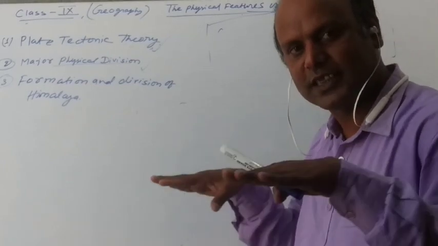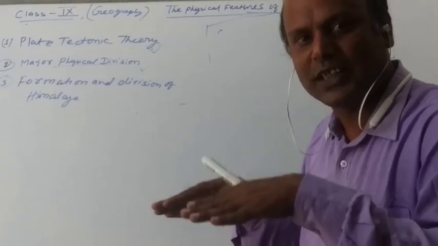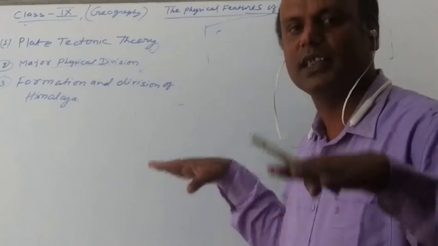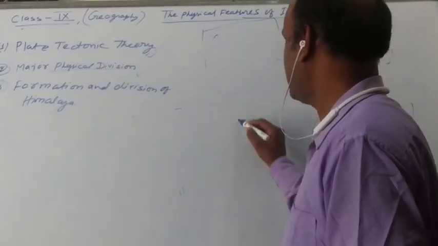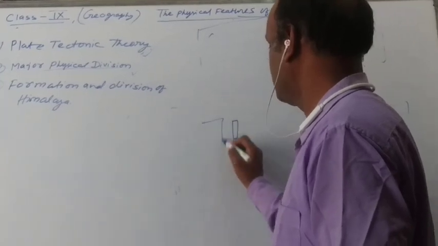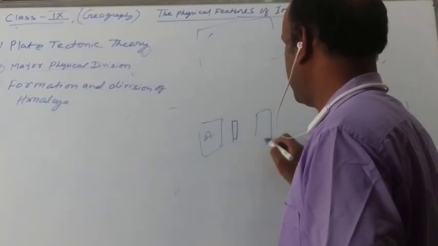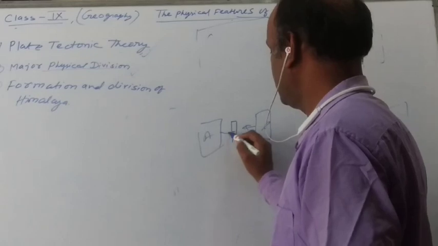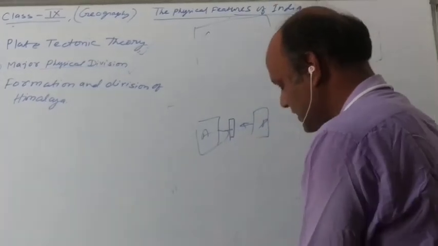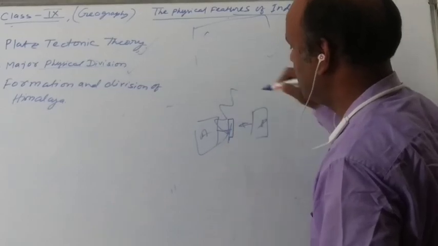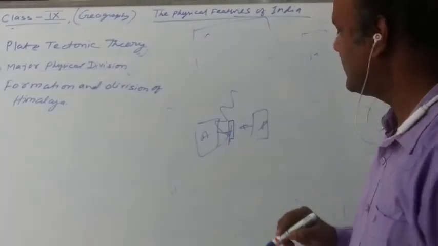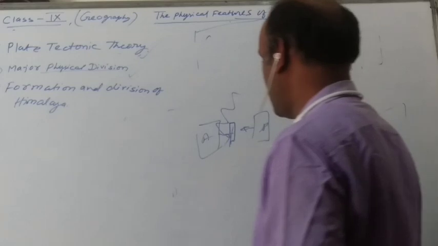Why do these two plates come to each other? Which type of activity is happening? The activity happening is the convergent movement of plates. As a result, a certain part of the middle part of India, suppose this is plate A and plate B, they come together, and the result is that the middle part becomes folded. As a result, the formation of Himalaya is occurring.